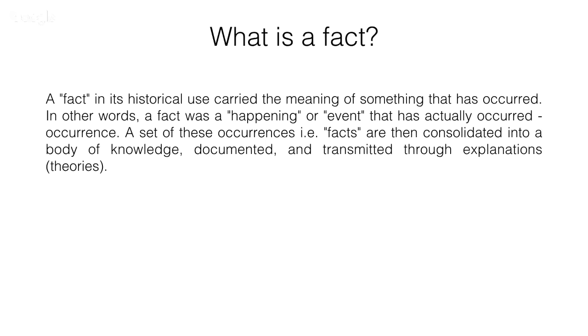Okay, so it should be really crystal clear at this point. So you have a set of facts, which are events that actually occurred, or occurrences of events, or a happening. And these sets of different occurrences, which are called facts, are put together, consolidated into a body of knowledge. They're documented and they're transmitted to everyone else, and from generation to generation through explanations, and these explanations are theories.